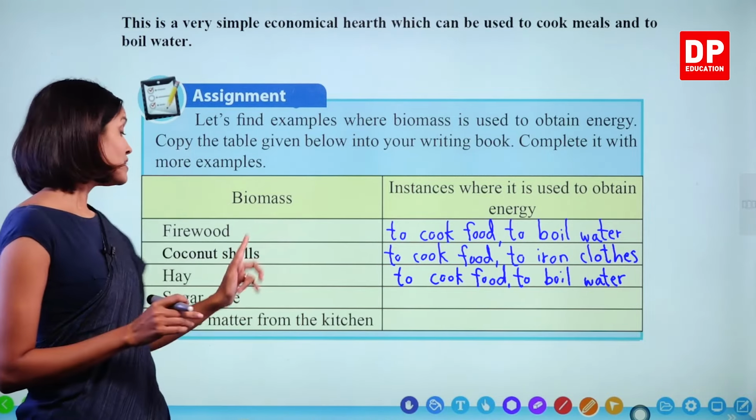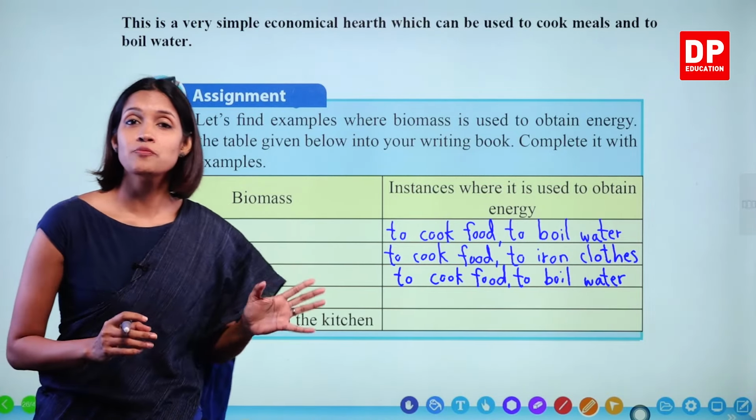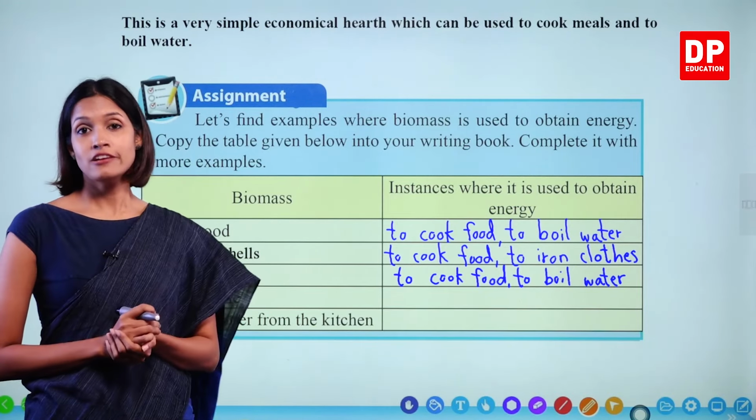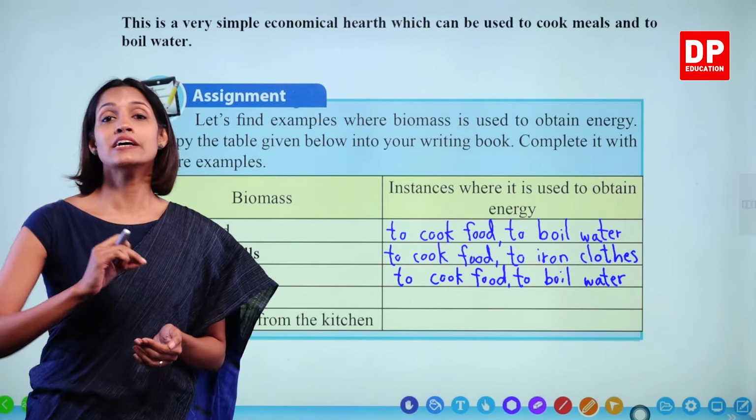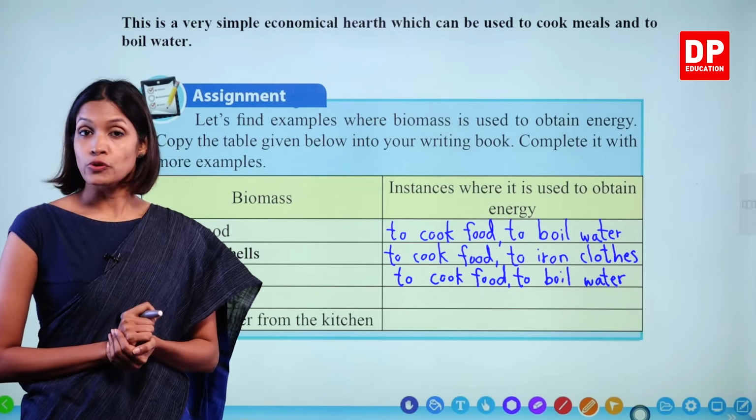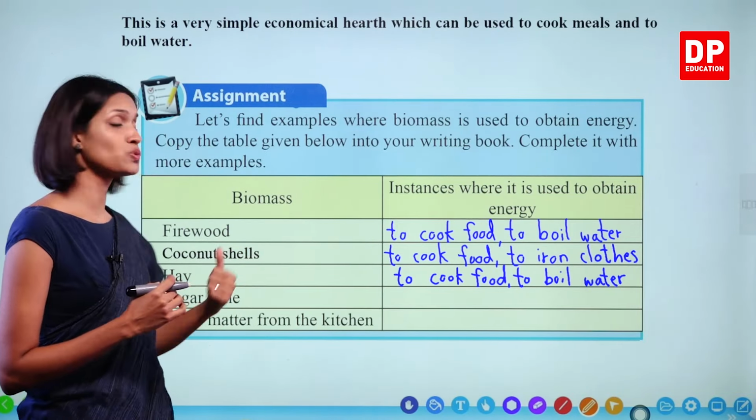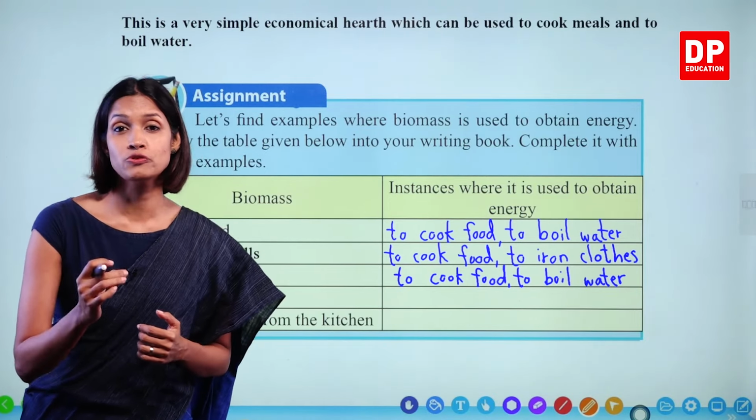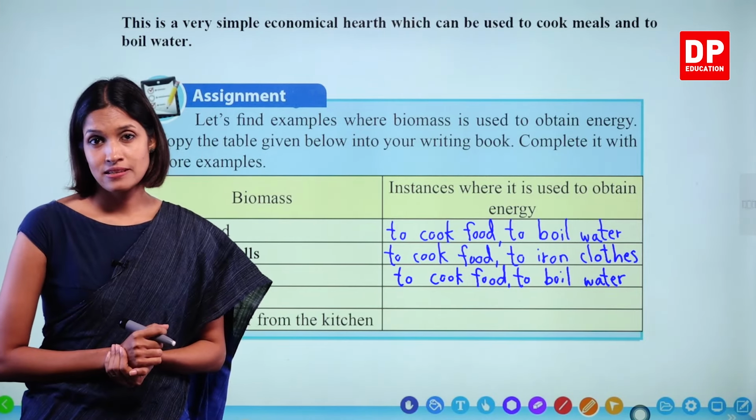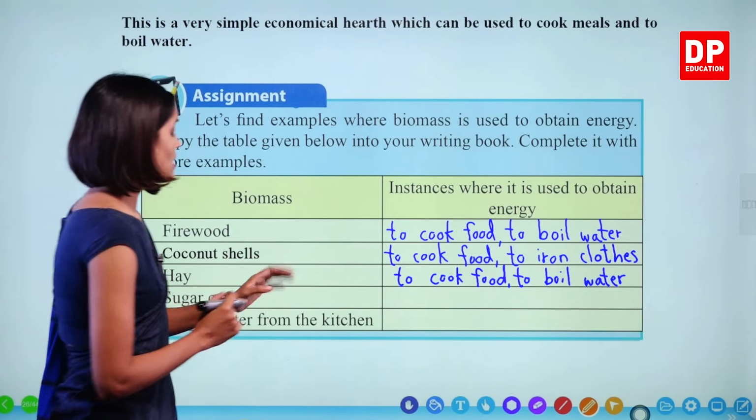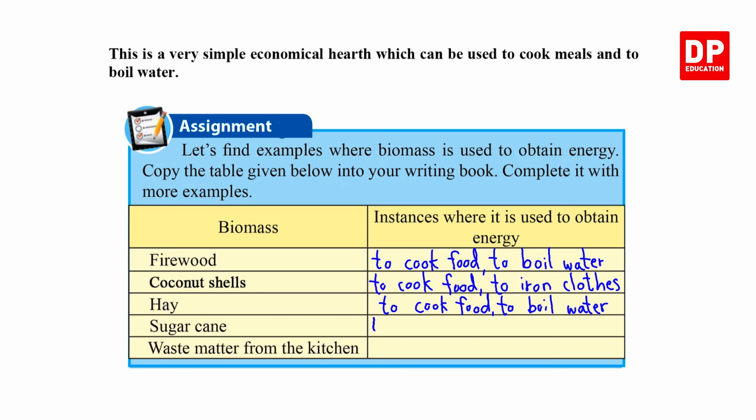Remember, children, we can produce a certain type of alcohol called ethanol using this sugarcane. So, ethanol is used as a vehicle fuel. Okay, children, in some countries, they produce ethanol using this sugarcane, and this ethanol is used to run vehicles. Understand? We will write down that one. Sugarcane. So, we will write ethanol. We will write in short form.